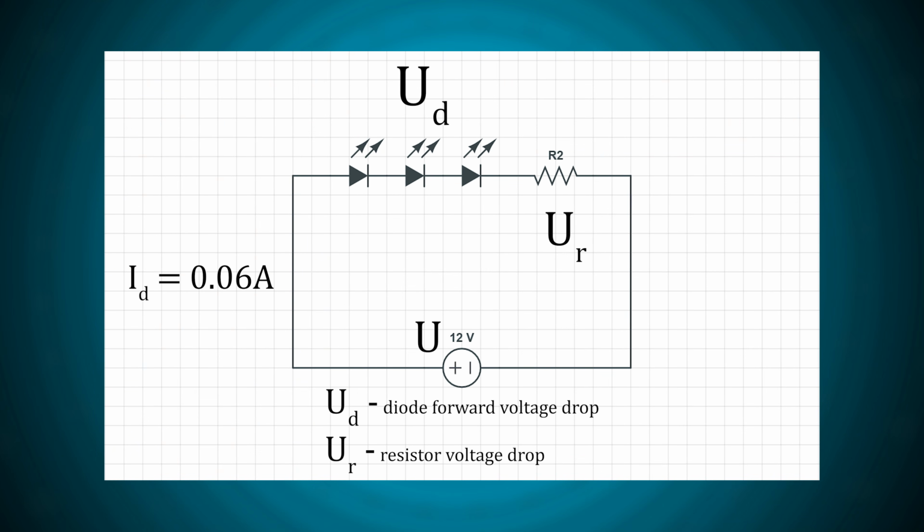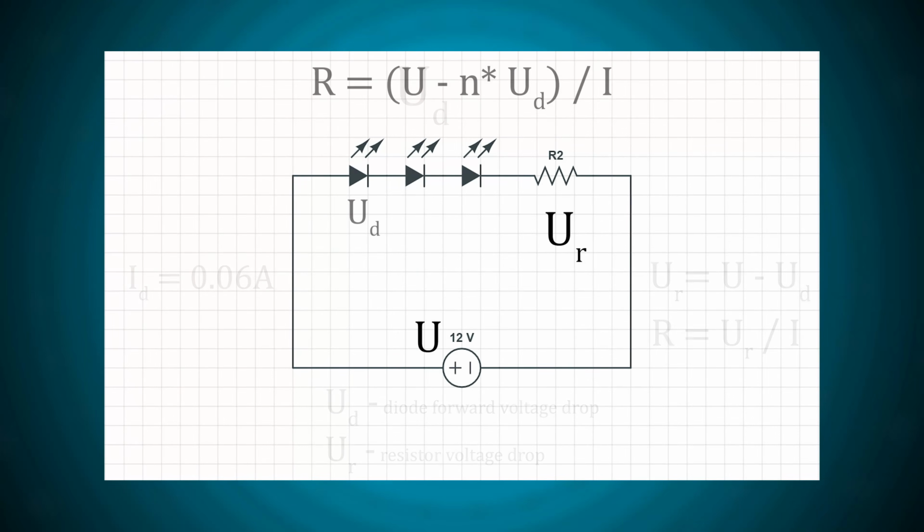To calculate it, we must subtract LED voltage drop from the power supply voltage. The LED voltage drop can be found in its documentation. If you have several LEDs, you have to multiply this value by the number of the diodes. Once you know the resistor voltage drop, you can calculate its resistance using the Ohm's law. So here's our final formula.